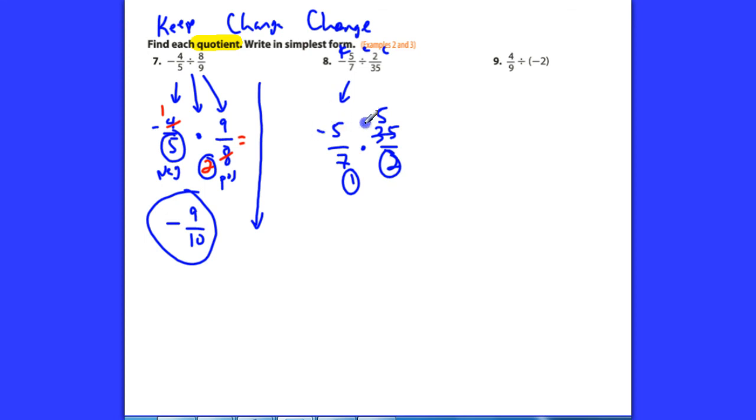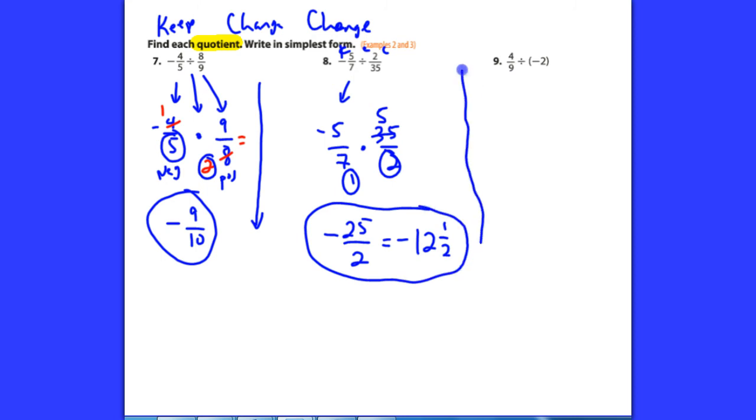So you got negative times a positive is negative. 5 times 5 is 25. 1 times 2 is 2. All right, and that is what? Negative 12 and 1/2. Yay. There you go.